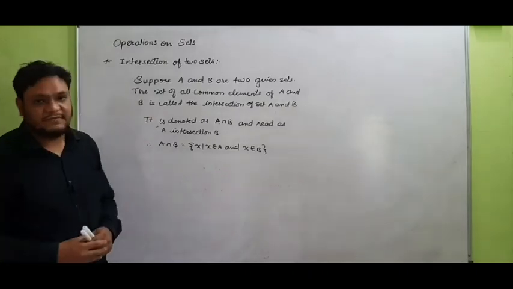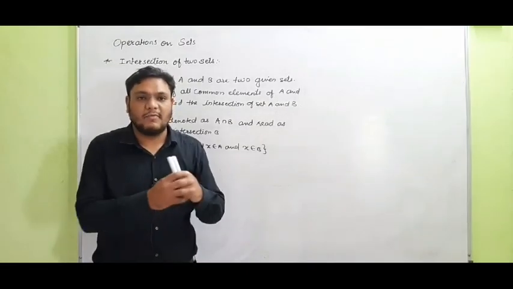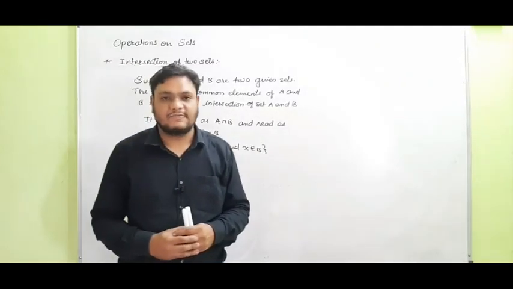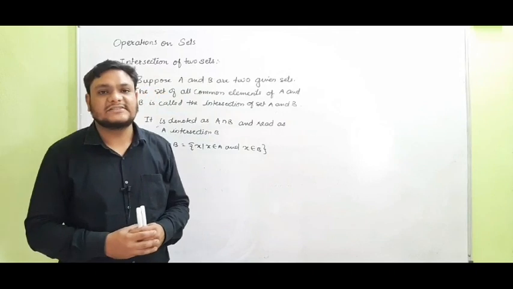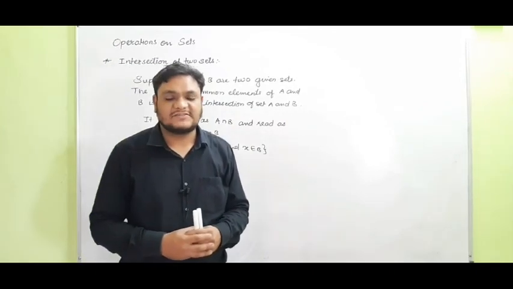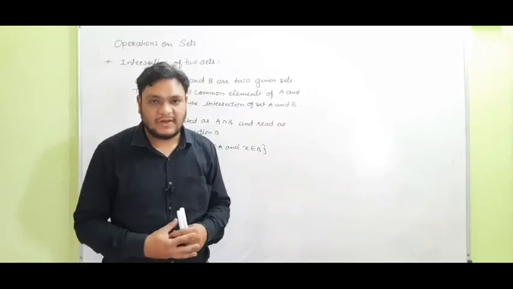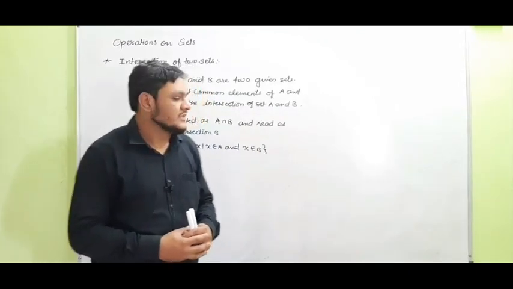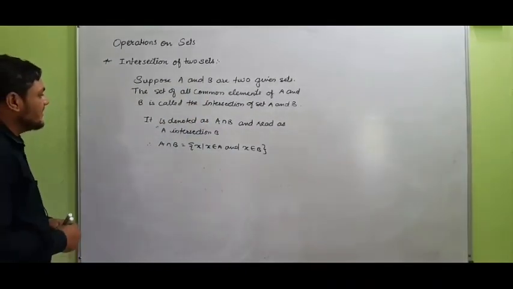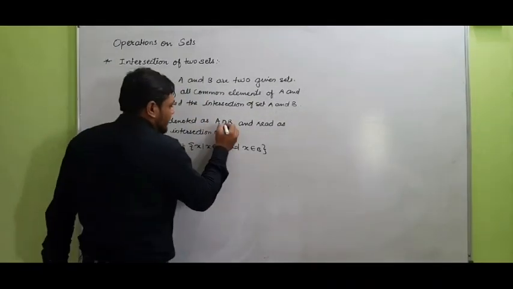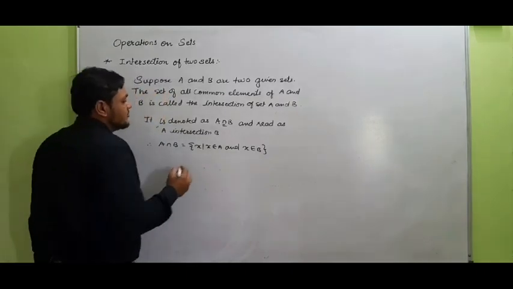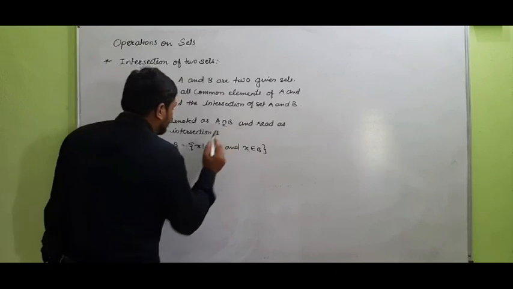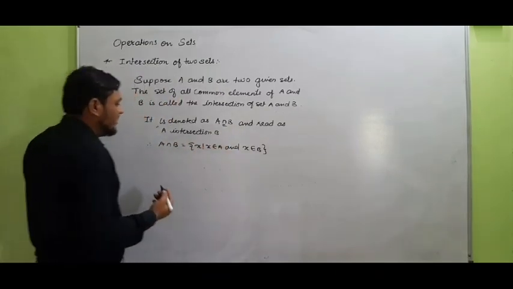So students, if you have to make the set of common elements of any two given sets, then that set will be called the intersection of the two sets. That means you have to take any two sets, collect all the common elements from those two sets, and make a set of those common elements. That set is nothing but the intersection of the two sets. It is denoted as A intersection B. This is a special symbol used to denote the intersection of two sets, and it is read as A intersection B.